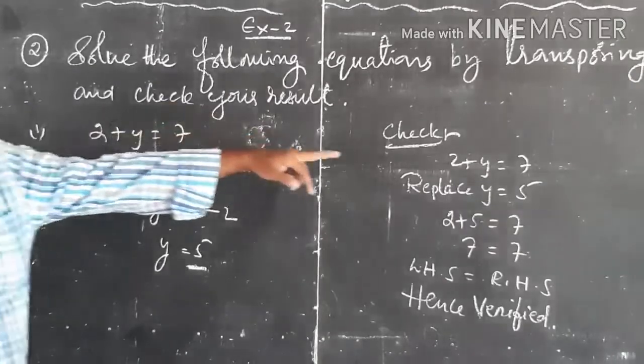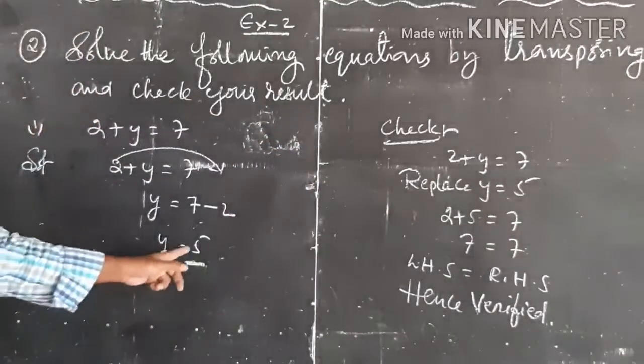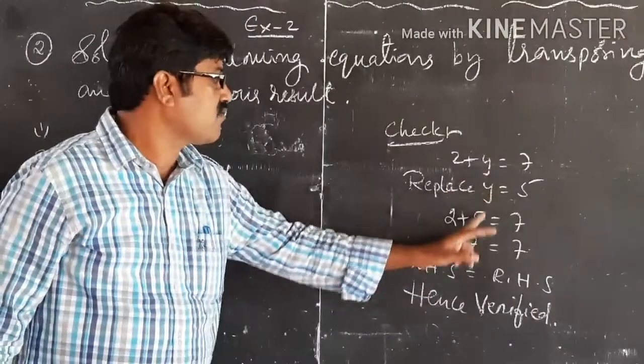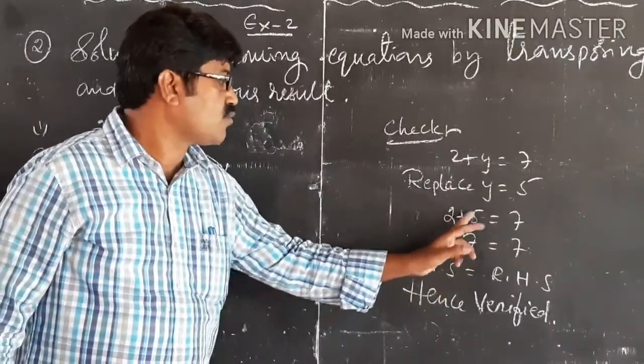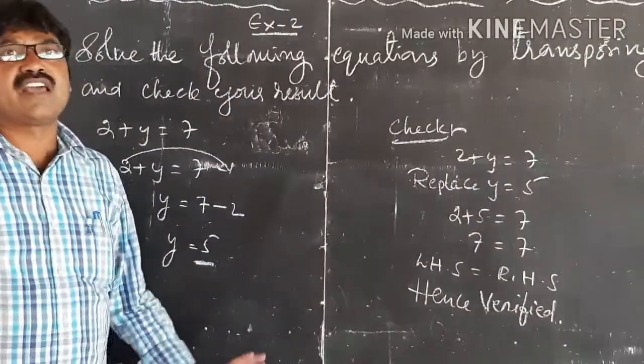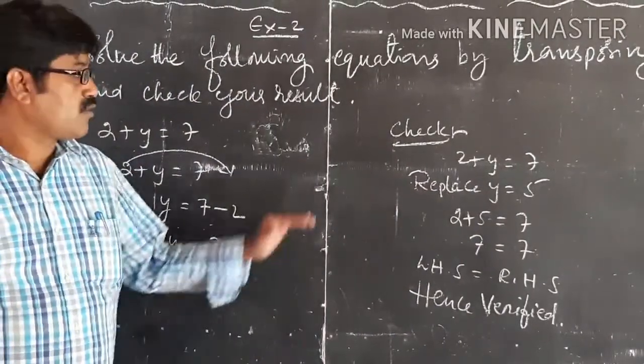Check. 2 plus y is equal to 7. Replace y with 5. In place of y, you have to write 5. 2 plus y value 5 is equal to 7. 2 plus 5 is 7. 7 is equal to 7. LHS is equal to RHS. Hence verified. Okay, children, I hope you understood.